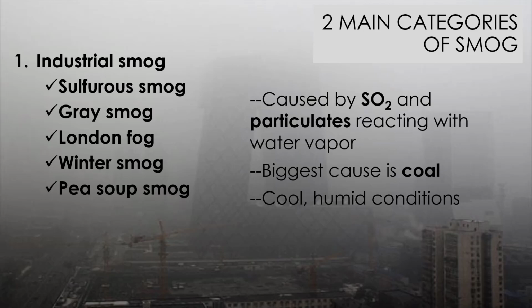Alright, so there's two main categories of smog. We have industrial smog, which is sulfurous, gray, London, winter, and pea soup smog. Now these are caused by sulfur dioxide and particulates reacting with water vapor. The biggest cause is coal, and it usually happens under cool and humid conditions. So we can see from this image, obviously very, very smoggy, and that is because it is industrial smog.